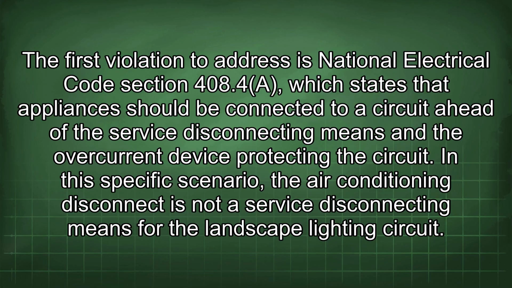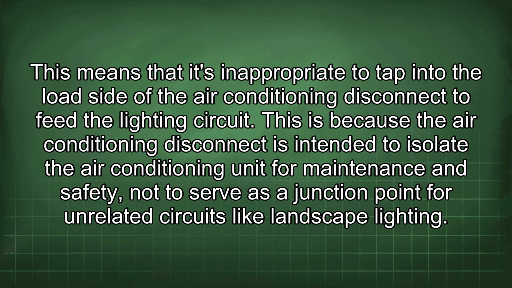In this specific scenario, the air conditioning disconnect is not a service disconnecting means for the landscape lighting circuit. This means that it's inappropriate to tap into the load side of the air conditioning disconnect to feed the lighting circuit. This is because the air conditioning disconnect is intended to isolate the air conditioning unit for maintenance and safety, not to serve as a junction point for unrelated circuits like landscape lighting.